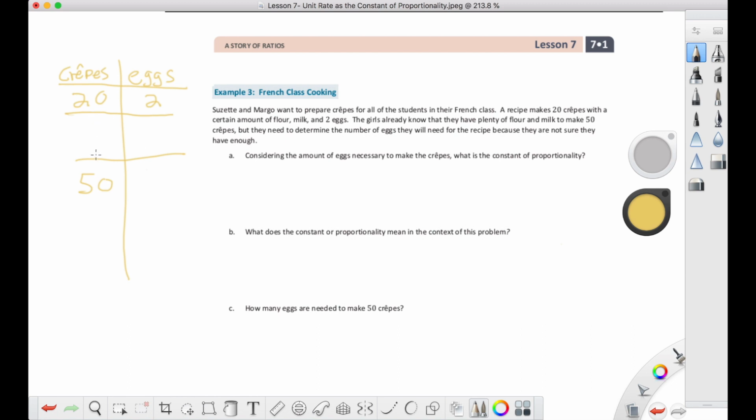And we need to figure out the constant of proportionality. So basically we need to take one of these numbers and make it 1. So we're going to take this number and we're going to make it 1, and we're doing that by dividing by 2. So 2 divided by 2 is 1. 20 divided by 2 is 10.